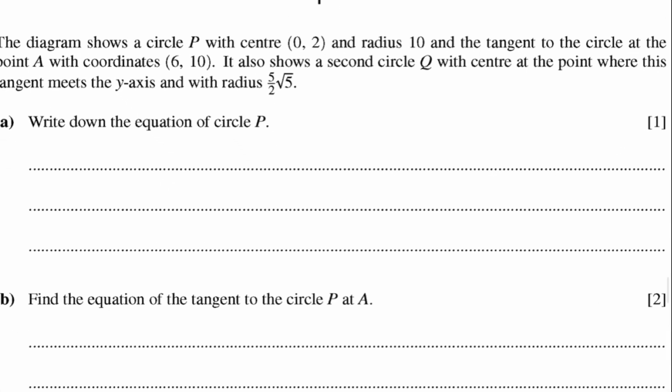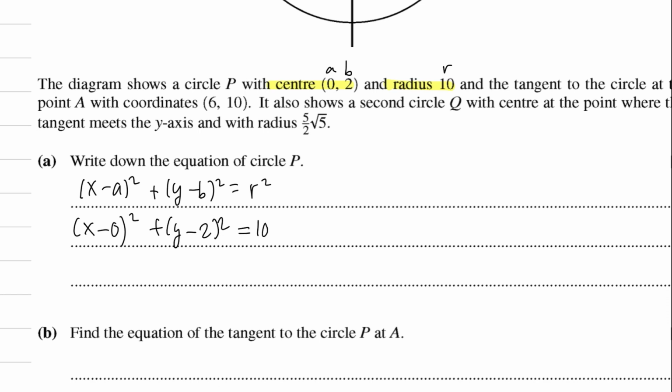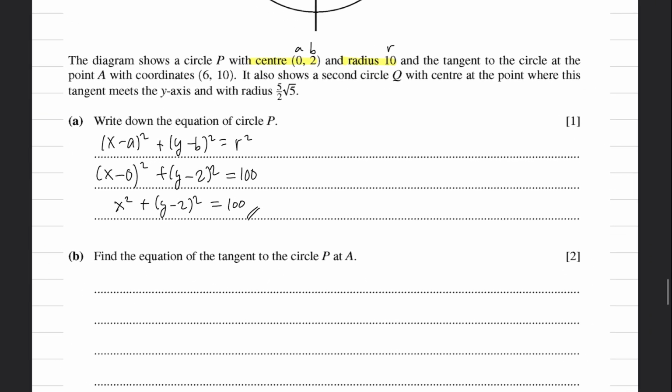Okay, it's just straightforward because we know the center is this, the radius is 10, just use the formula: (x - a)^2 + (y - b)^2 = r^2. This is our a, this is our b, this is our r. So (x - 0)^2 + (y - 2)^2 = 100, or x^2 + (y - 2)^2 = 100.